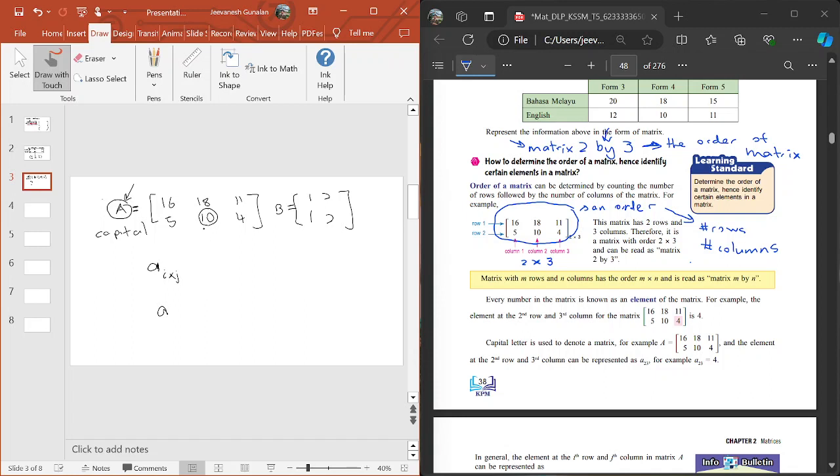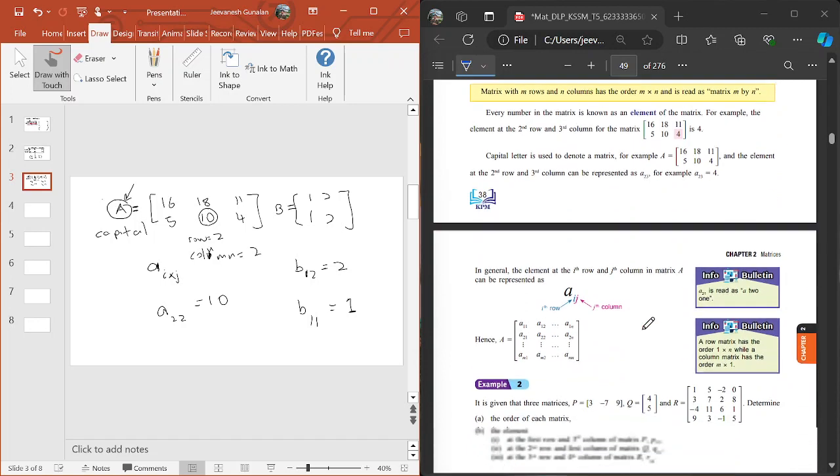10 is in row 2, and then column, which column is it now? Column 2. So you will write A22, and that's how you access 10. So A22 is 10, and here B row 1 and column 2 is 2, and B row 1 and column 1 is 1. Okay, so that's all.